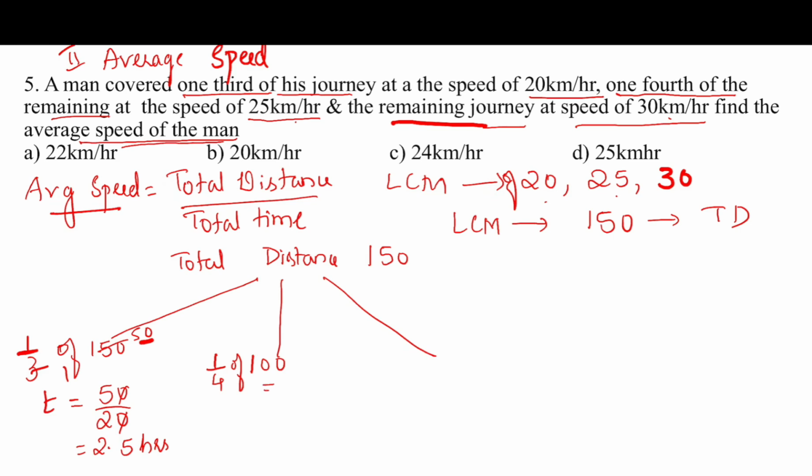So 1/4 of 100 is how much? It is 25, isn't it? So time will be how much now? Distance is 25 kilometer and speed is 25 km per hour. So it is 1 hour. So 1/4 of the remaining he is covering in 1 hour. And the remaining journey they are saying. Now 25 is gone out of 100 and the remaining will be how much? 75 km is remaining, isn't it? So the remaining journey he will travel at 30 km per hour.